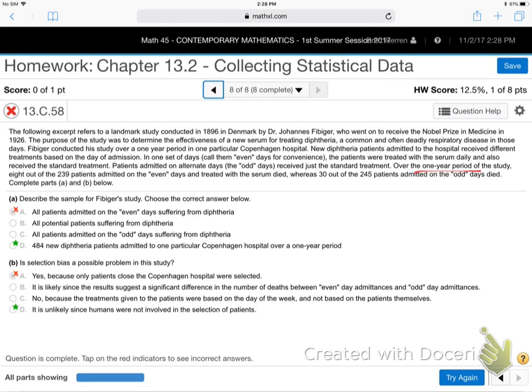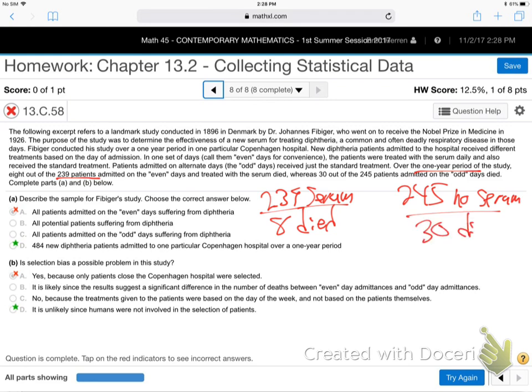Over the one-year period, the 239 got the serum. 239 that got the special serum. How many died? 8 died. And the 245 that did not get the serum, 30 of them died. So a lot more, more than triple, almost 4 times as many died among those not getting the serum. So it seems like the serum is really making a difference, right? Those are strong results. That's what convinced everybody that his serum was really doing something physical.